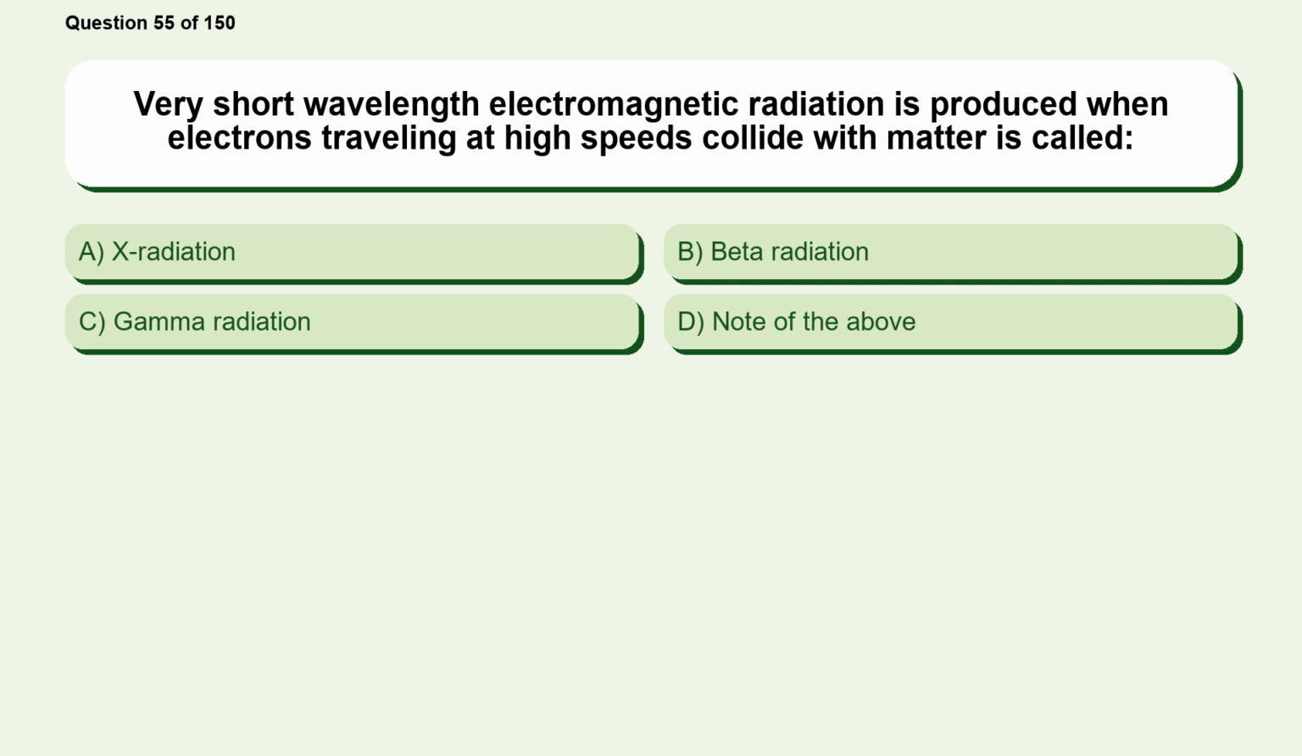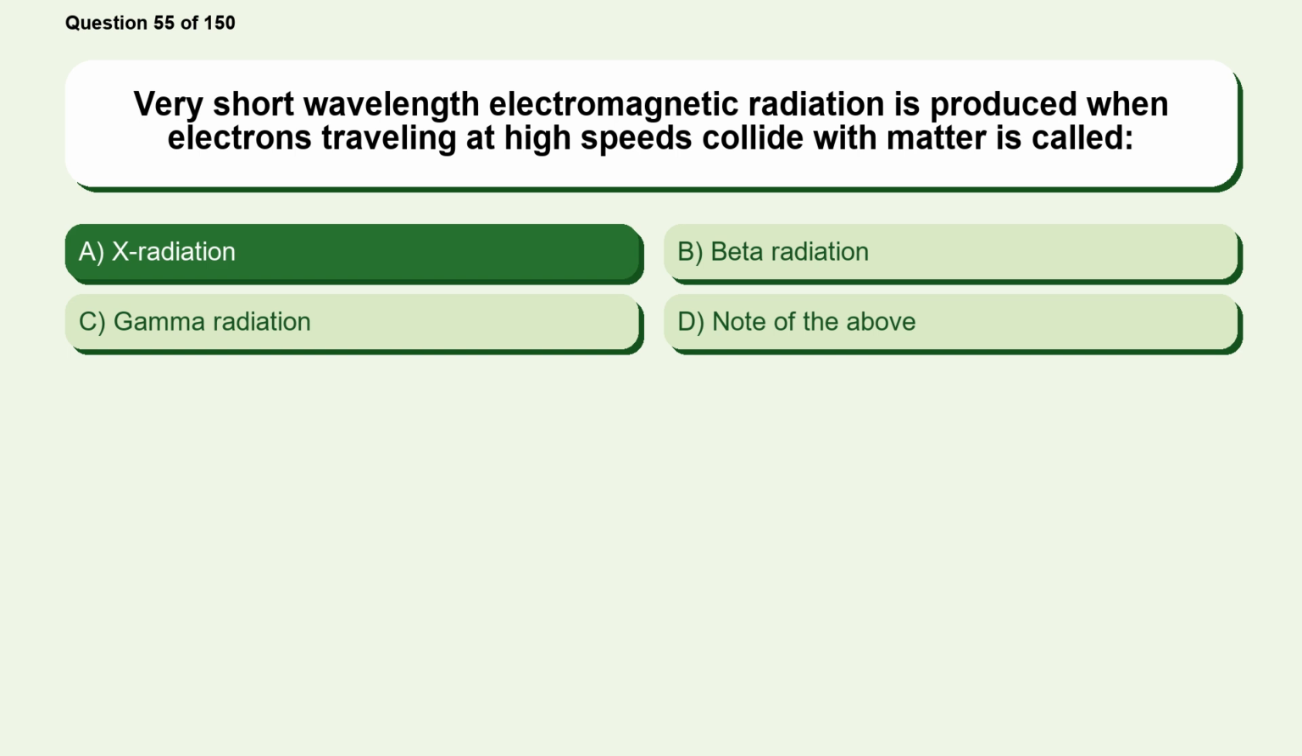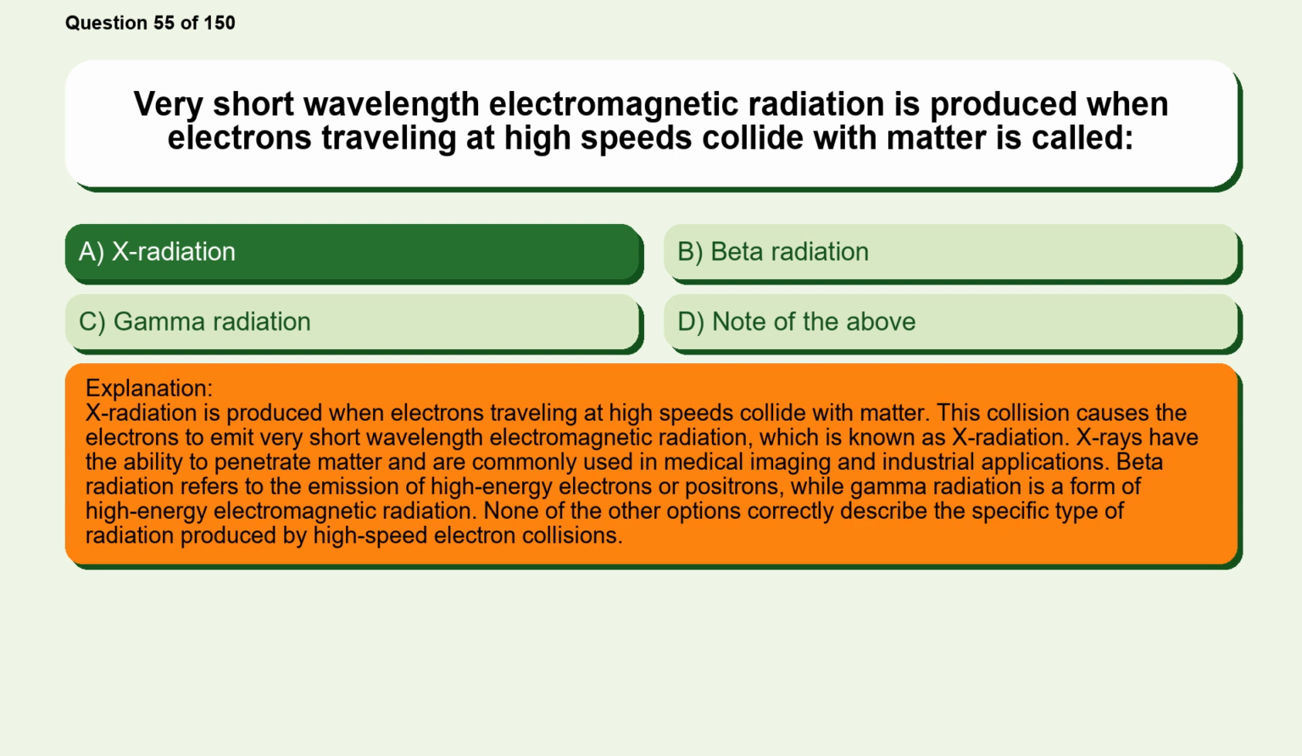Question 55. Very short wavelength electromagnetic radiation produced when electrons traveling at high speeds collide with matter is called: Option A, X radiation. Option B, beta radiation. Option C, gamma radiation. Option D, none of the above. The correct answer is option A, X radiation. X radiation is produced when electrons traveling at high speeds collide with matter. This collision causes the electrons to emit very short wavelength electromagnetic radiation, which is known as X radiation.